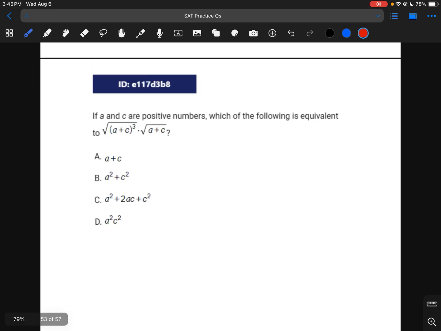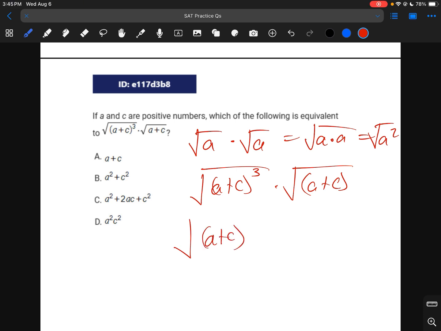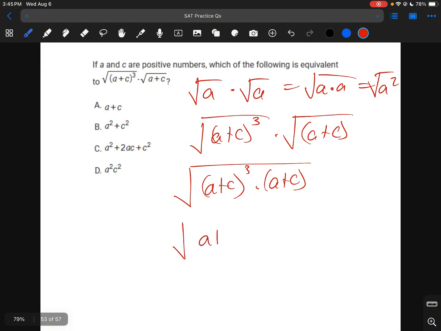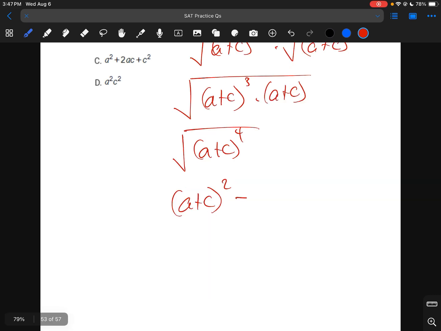And again, on another example, the SAT is usually asking you, can you rewrite some equation in some other form? And so this one's just testing your exponent rules. So you know that the square root of a times the square root of a is equal to the square root of a times a, which is the same as a squared. So if we have the square root of (a plus c) cubed times the square root of (a plus c), that's the same thing as saying (a plus c) cubed times (a plus c), all under the square root sign. So putting this together, you have (a plus c) to the 4th power, and that is just (a plus c) squared. So let's just expand this out.